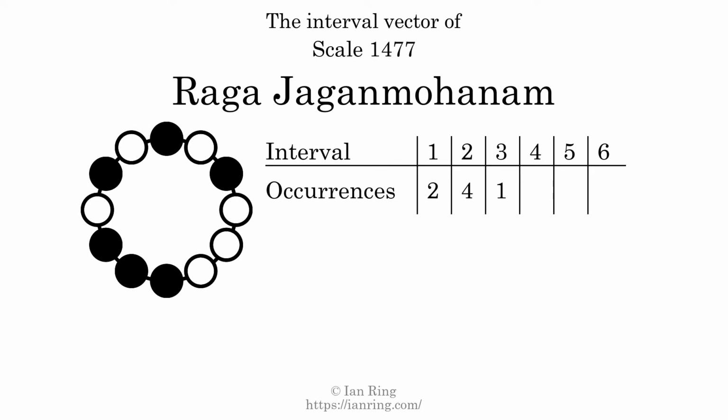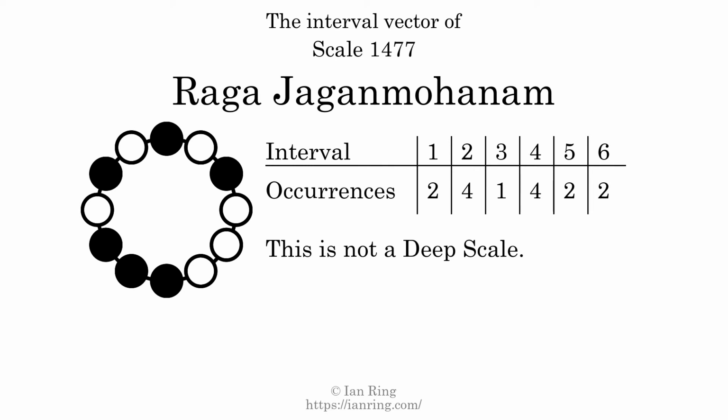There is 1 interval with the size of 3 semitones. It is here. There are 4 intervals with the size of 4 semitones. They are here, here, here, and here. There are 2 intervals with the size of 5 semitones. They are here and here. There are 2 intervals with the size of 6 semitones. They are here and here.